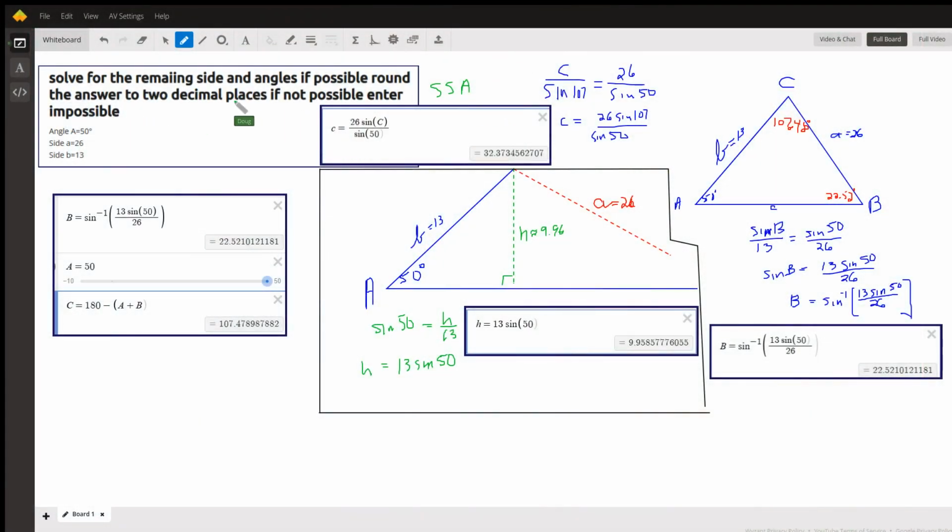Okay, this is what's called the law of sines ambiguous case because they give you two sides and an angle that's not included between those two sides. So it's possible that there are zero triangles, one triangle, or two triangles. Let's focus on this center diagram right here.